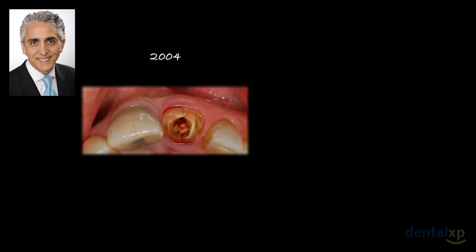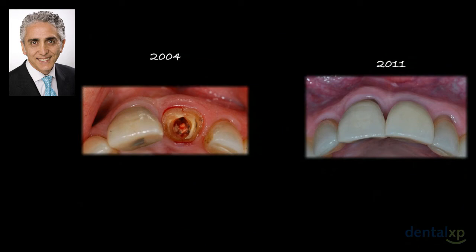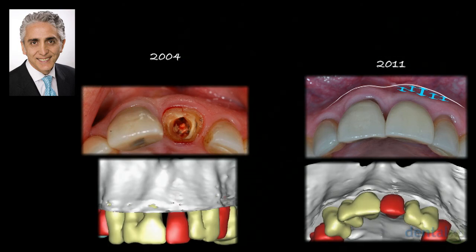So here's one of my cases in 2004. I performed extraction, immediate implant placement. Here's the same person in 2011 without any form of augmentation. As we can see, there's a significant amount of horizontal resorption that took place in this 7-year span. But when we examine the CBCT images, we can see that the bone did not disappear from the implant. The implant does have a thin layer of bone on the facial aspect. So the implant does retain the bone.